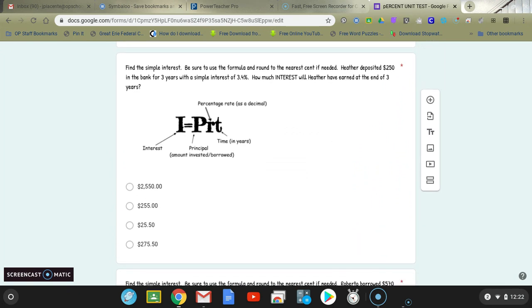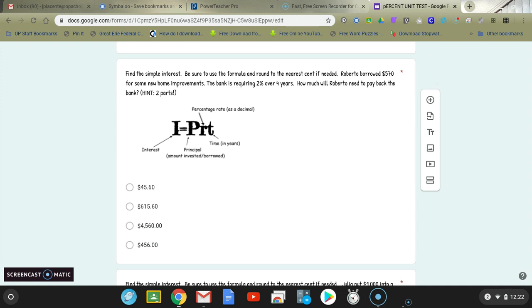All right, now we're moving on to simple interest. Be sure to use the formula and round to the nearest cent if needed. So make sure you're rounding. Heather deposited $250 in the bank for 3 years with a simple interest of 3.4%. How much interest? I just want interest. I don't want her new amount. How much interest will Heather have earned at the end of 3 years? $2,550, $255, $25.50, or $275.50.